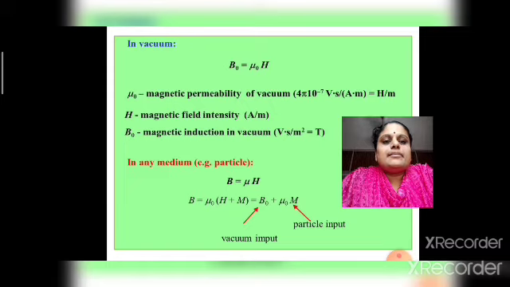If a magnetic material is kept inside the core of a solenoid, the total magnetic field produced is equivalent to mu naught into H plus M, where H is the magnetic field intensity and M is the magnetization, which can be written as B naught plus mu naught M, where B naught is equivalent to mu naught into H.